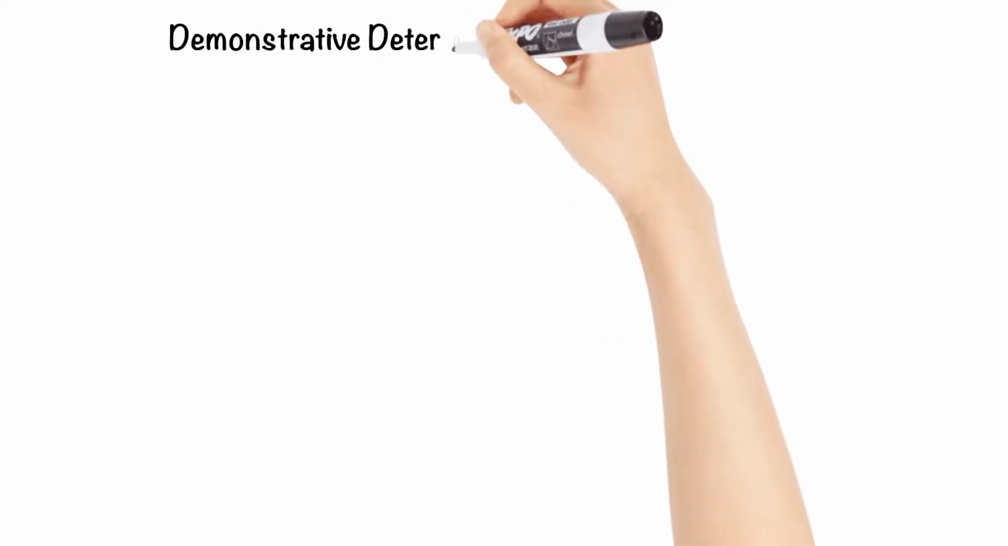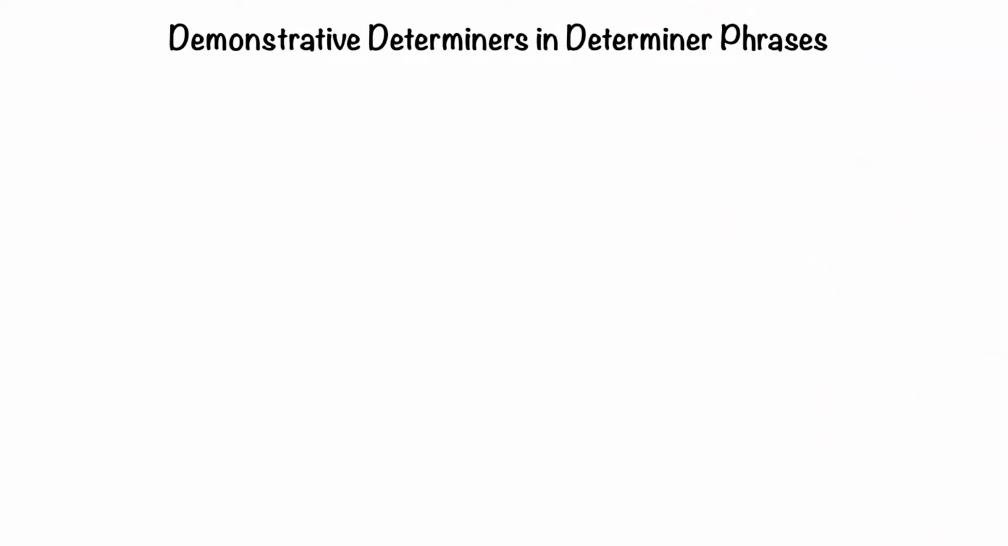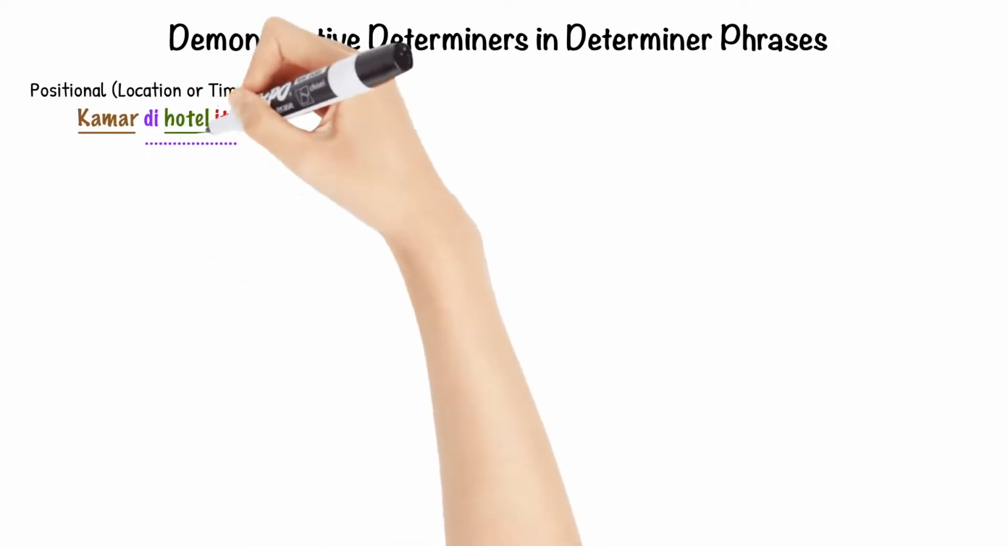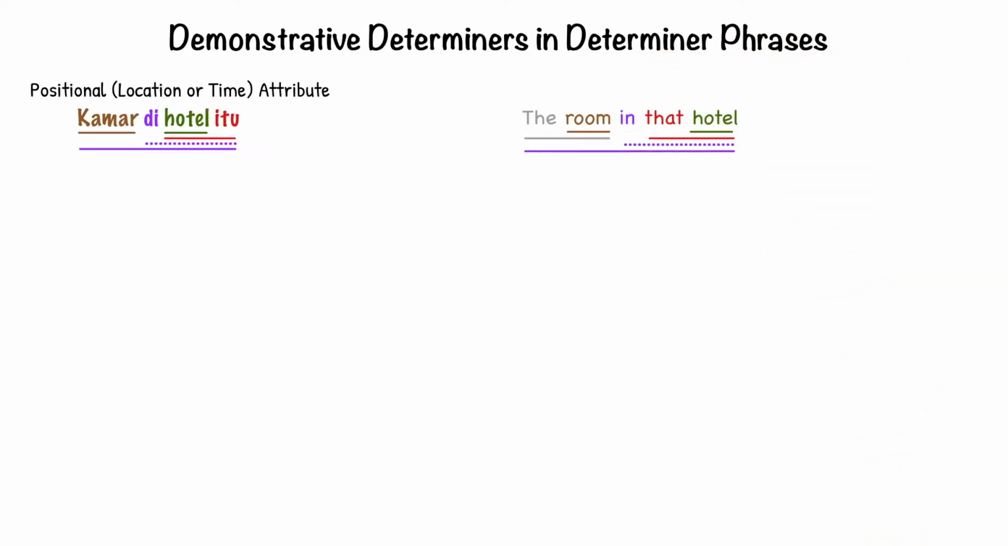Not only for nouns and noun phrases, Indonesian demonstrative determiners can also be used over or within the determiner phrases themselves. For positional attributes, for example, kamar di hotel itu means the room in that hotel. In a sentence, kamar di hotel itu bagus sekali means the room in that hotel is very nice.